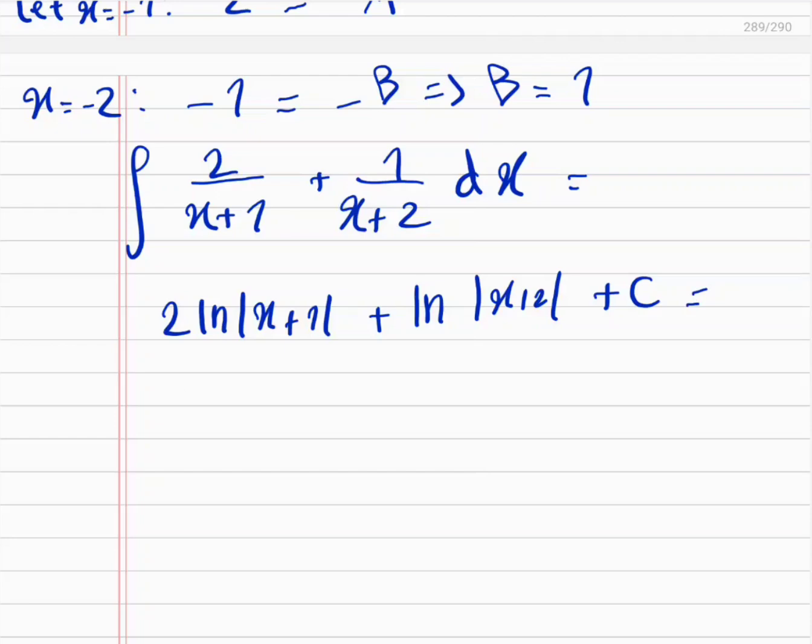And we can stop here, or also we can simplify, so it's absolutely up to you. So this simplifies to ln of (x + 1) squared, because this 2 is outside of the ln, so it can be the power. And then here, since it's addition, this turns to multiplication.